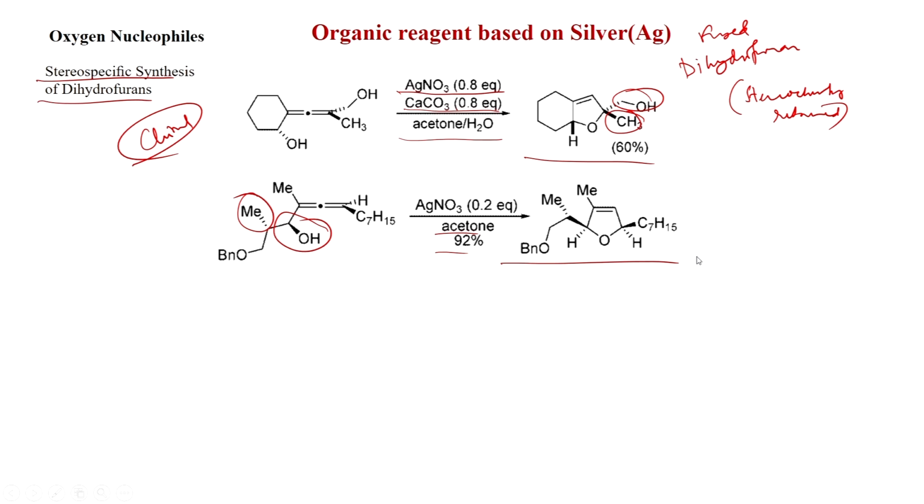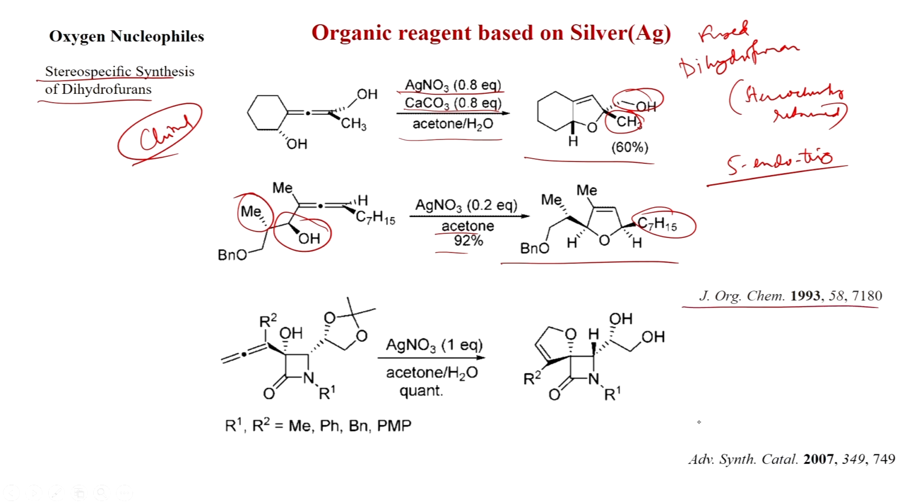So in all these cases 5-endo-trig cyclization is happening. Here also the stereocenters are retained. Here you see this group is there in the starting material also. This was published in Journal of Organic Chemistry 1993. Now if you have this one, you can see the lactam is present, also a tertiary alcohol with a quaternary center. This is the allene, and now we will add this here and you get this dihydrofuran, and the stereochemistry is intact.